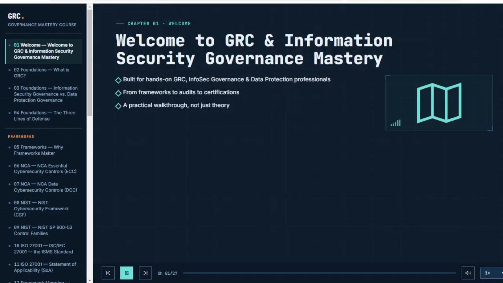Welcome to the GRC and Information Security Governance Mastery course. Over the chapters ahead, we'll build a complete, practical picture of governance, risk, and compliance work covering the frameworks, assessments, audits, documentation, stakeholder management and certifications that define this field. In summary, built for hands-on GRC, InfoSEC governance and data protection professionals, from frameworks to audits to certifications, a practical walkthrough, not just theory.